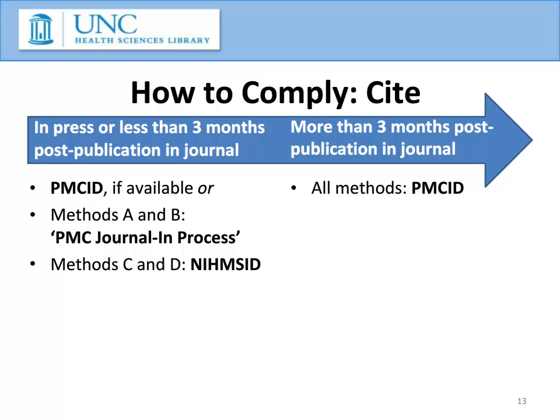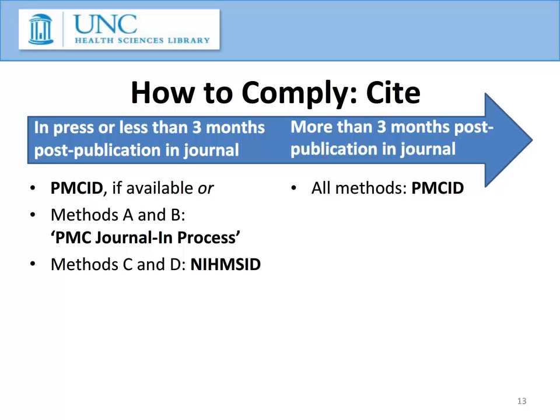If you are using submission methods C and D, you can use the NIH Manuscript Submission System Identification Number, or the NIMS ID, which gets assigned when you submit your articles through the NIMS system. However, the NIMS ID is only a temporary substitute for the PMC ID and should only be used when you need to cite a paper soon after publication and the PMC ID is not yet available.